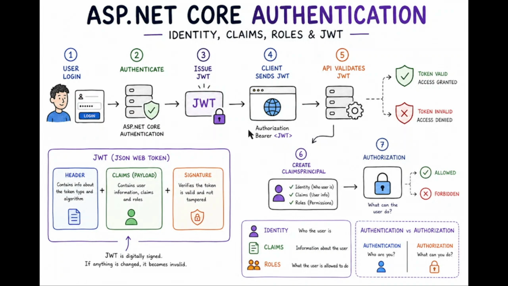Number two, creating identity. Once authentication succeeds, ASP.NET Core creates something called an identity. Think of identity as an ID card. It represents one authenticated user. For example, imagine entering an office building. The security guard checks your employee code. After verification, you receive an official visitor badge. That badge is your identity. It doesn't say what you are allowed to do, it only proves who you are. Identity answers, "This is John."